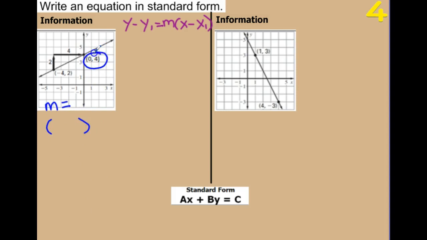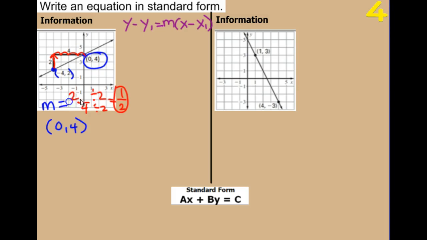I like this point, 0, 4. You can use this one or this one. They're both given to you right here or right here. I like 0, 4 because it's easy to add 0, multiply 0, that type of thing. And then our slope, we need to count rise over run. They told us here we're rising or going up 2, and we're running 1, 2, 3, 4. They told us that as well, 2 over 4. But we can simplify 2 over 4. We can divide by 2. That's the same as 1 over 2, or 1/2.